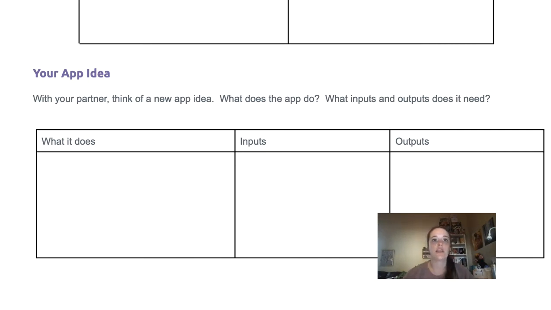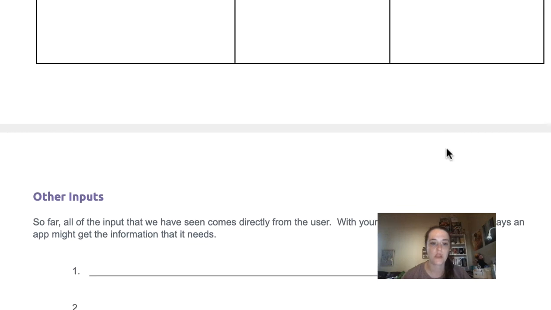So think about an app idea that you would create, okay? You are going to try to come up with a new app idea. What does this app do? What inputs and outputs does it need? You're going to put that information here. What does it do? What are the inputs? What are the outputs? Okay?